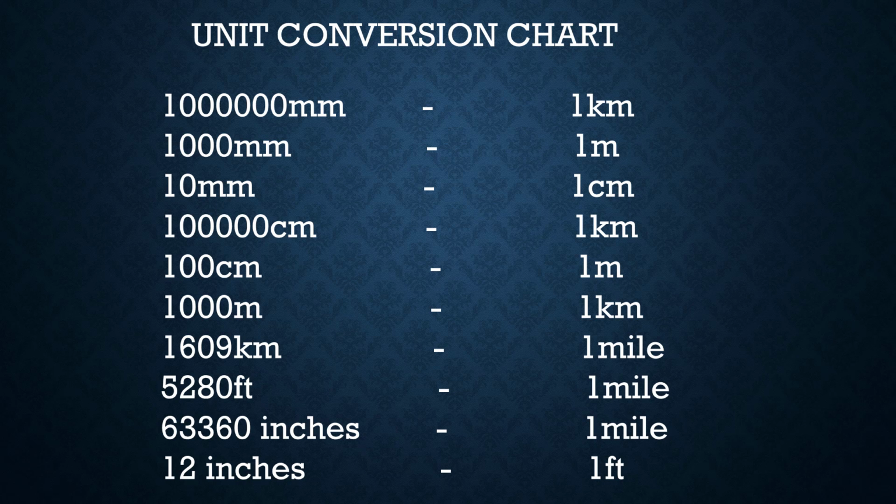We have 1 million millimeters equals 1 kilometer, 1000 millimeters equals 1 meter, 10 millimeters equals 1 centimeter, 100,000 centimeters equals 1 kilometer, 100 centimeters equals 1 meter, 1000 meters equals 1 kilometer, 1609 meters equals 1 mile, 5280 feet equals 1 mile, 63,360 inches equals 1 mile, and then 12 inches equals 1 foot.